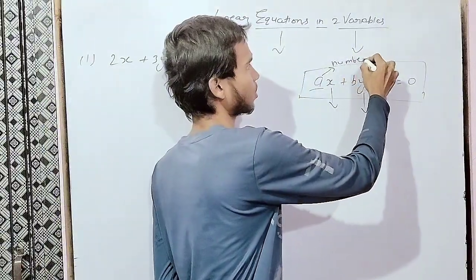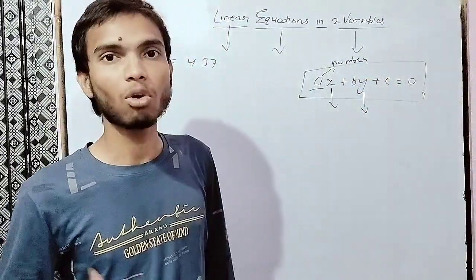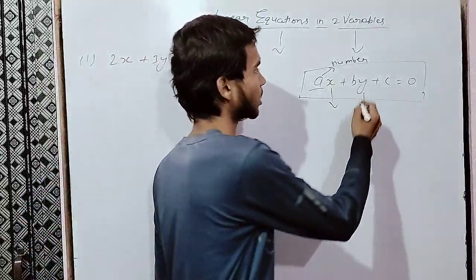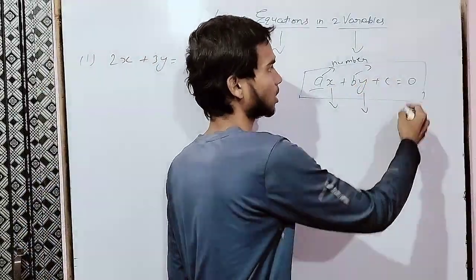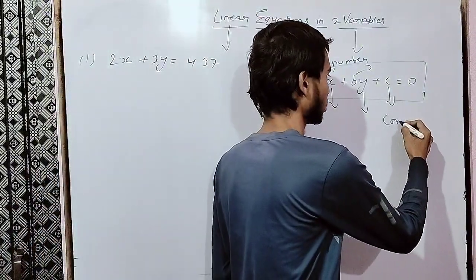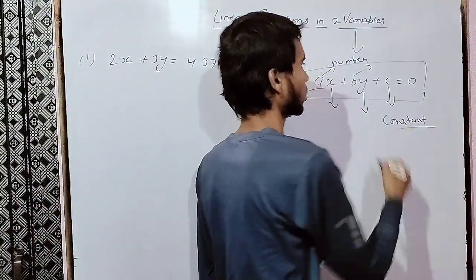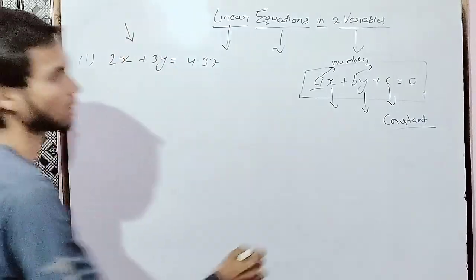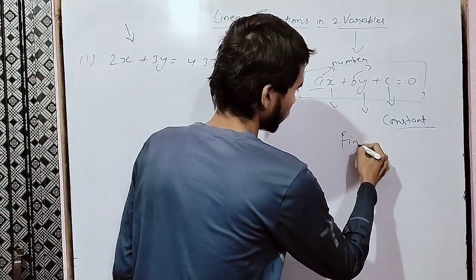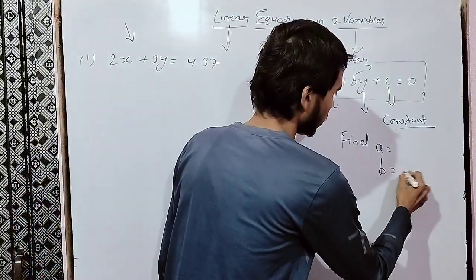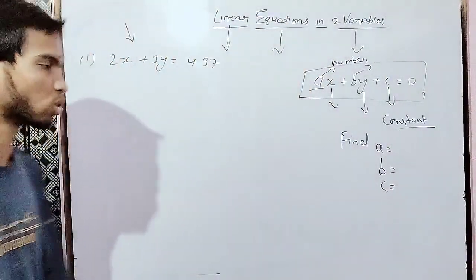Okay, clear? This is not fixed. The name of this number is a coefficient, as it is with a variable. B is also a number. Clear? C is a constant number. Clear? And this question is saying that find what A is, what B is, how much C is.